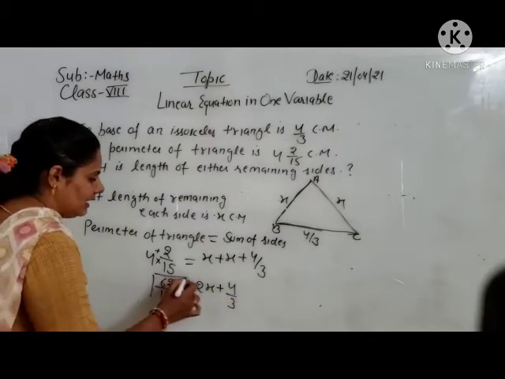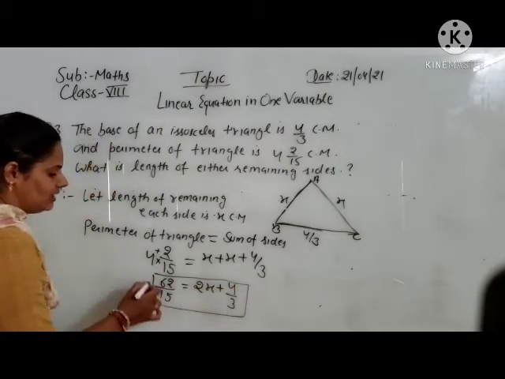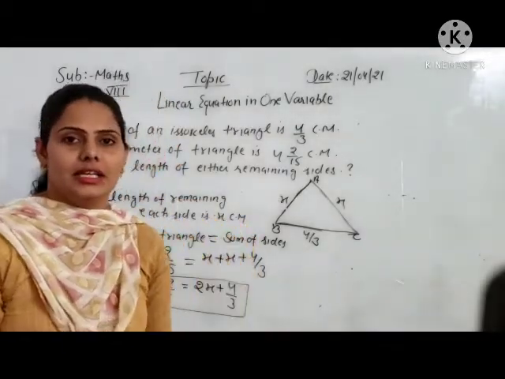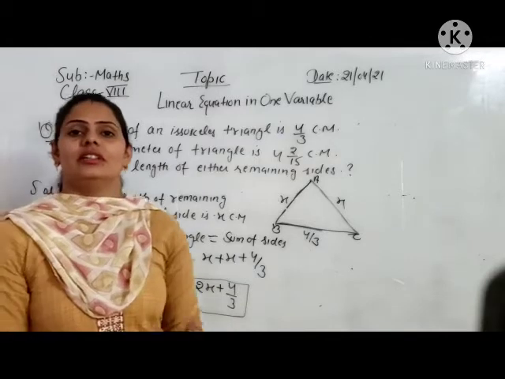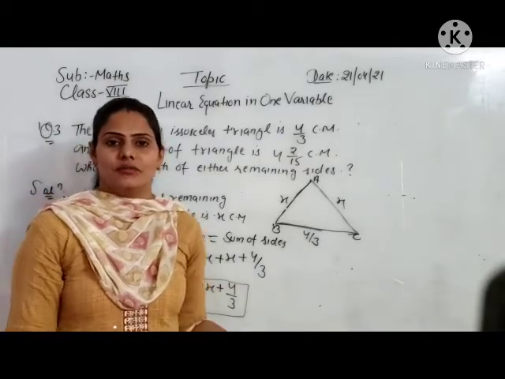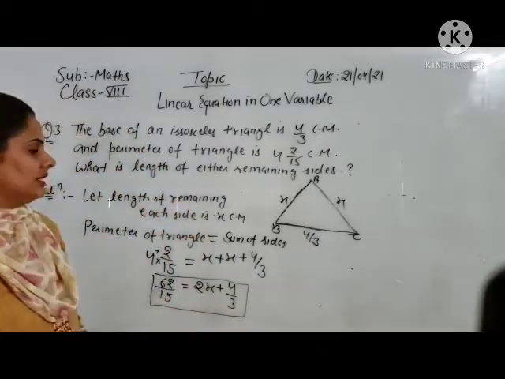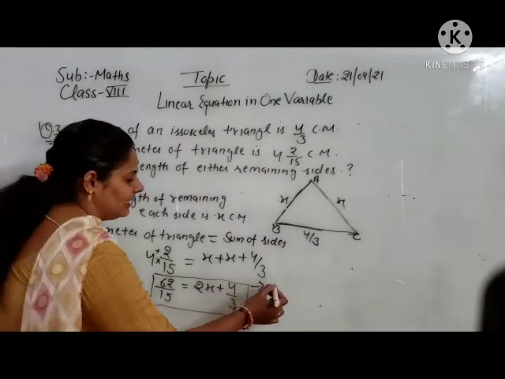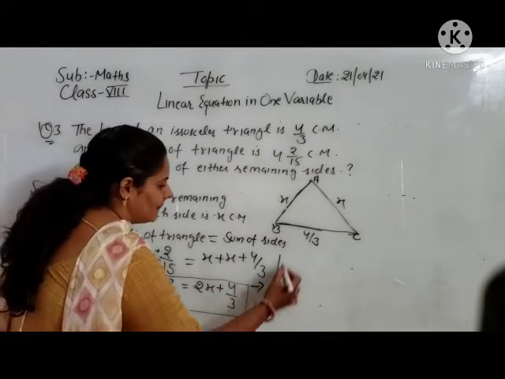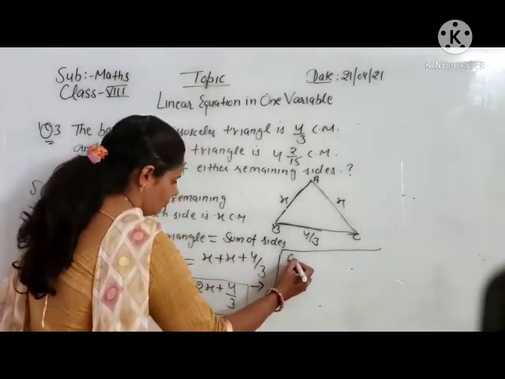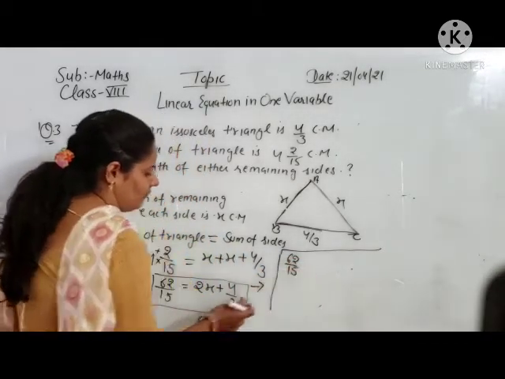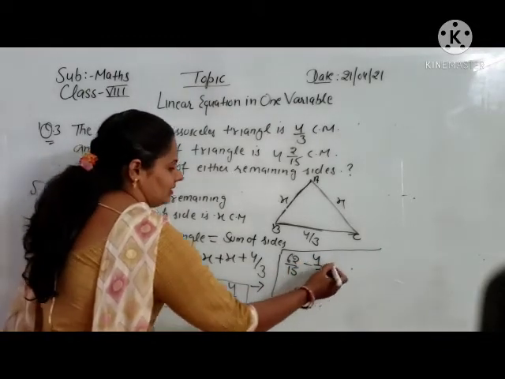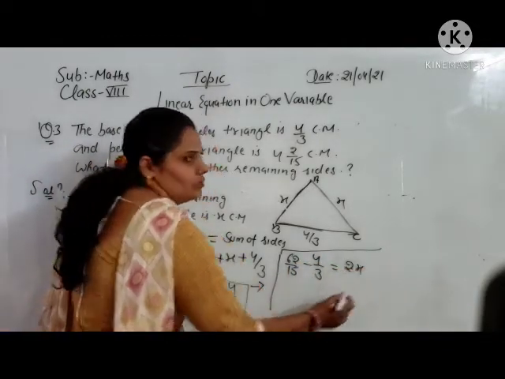So here once again you can see this equation is a linear equation in one variable, and this type of equation you have already solved in your first exercise. So how will you solve this equation? Simple, 4 by 3 you can take to one side, so it will be 62 upon 15, and when you take 4 by 3 to the left hand side, it will be subtracted: 62 upon 15 minus 4 by 3 is equal to 2x.